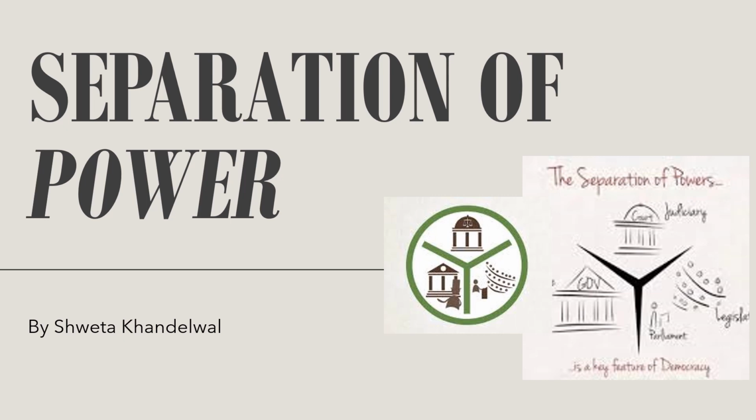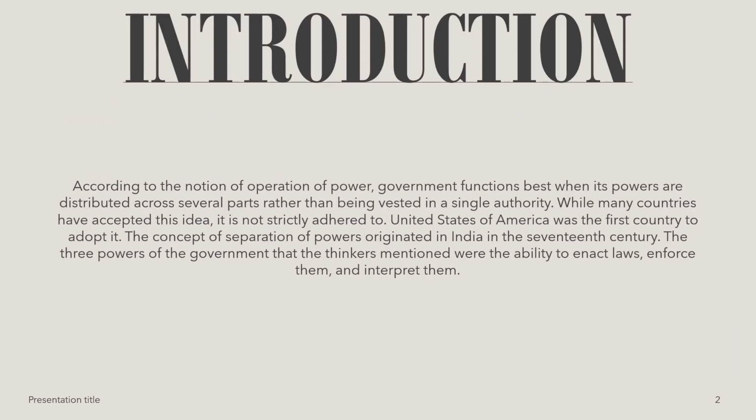Okay, so I'll be starting with the introduction part. According to the notion of separation of power, government functions best when its powers are distributed across several parts rather than being vested in a single authority. Now, this line is the gist of the separation of power, which is our topic. It basically means if there are some powers, it will not be vested under one authority. It will be distributed among all the governmental officials or authorities.